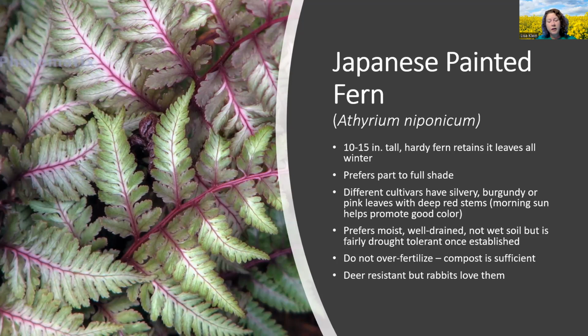They do prefer moister soils, not completely wet, but they do prefer moisture. I've had some in more upland areas and they've not been that happy. When I've had them in areas where it's been a little moister, they've been happy. It does say here fairly drought tolerant, but that's debatable. Don't over fertilize. Most of these plants are pretty native. This one, again, is not, but compost is just sufficient. They'll get the organic matter that they need from doing that.